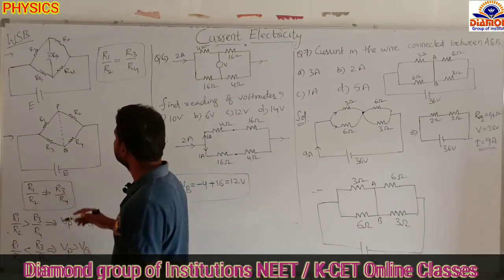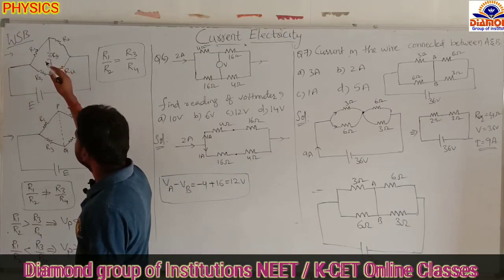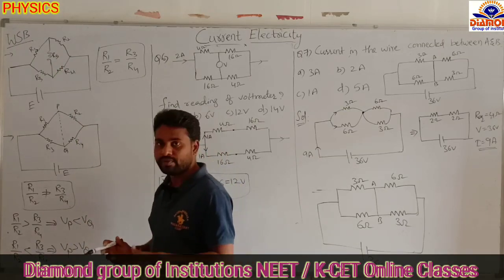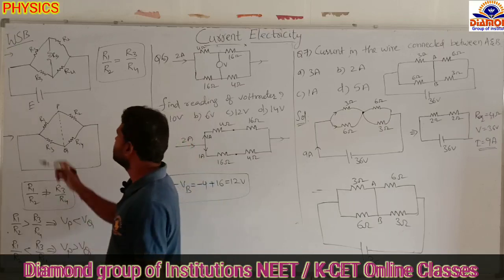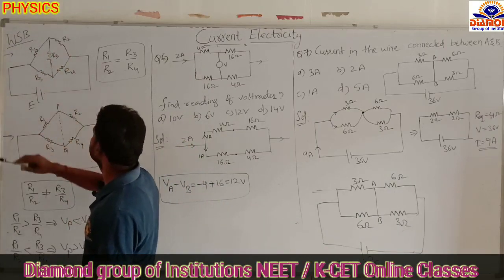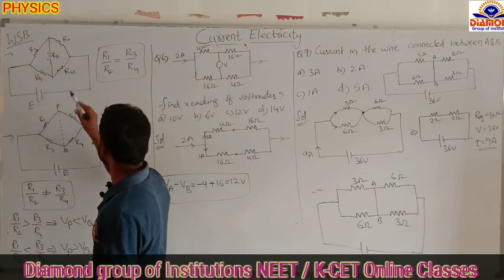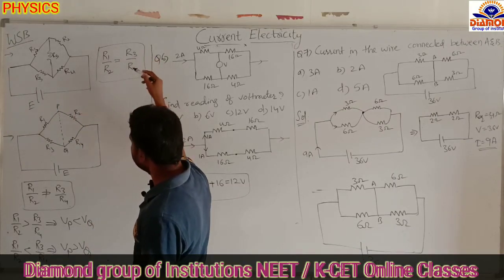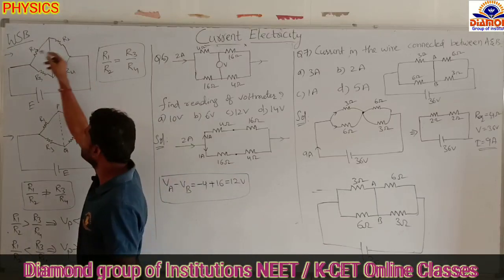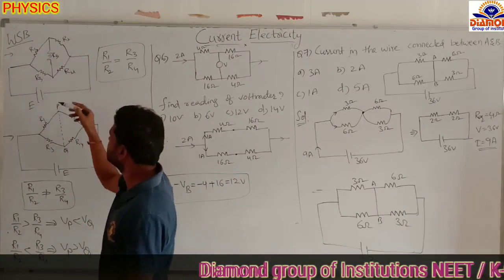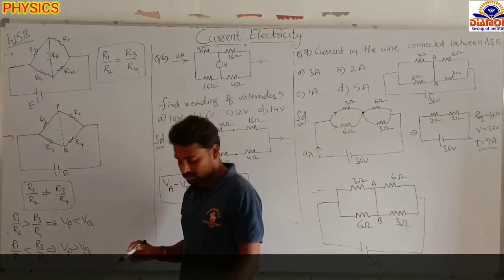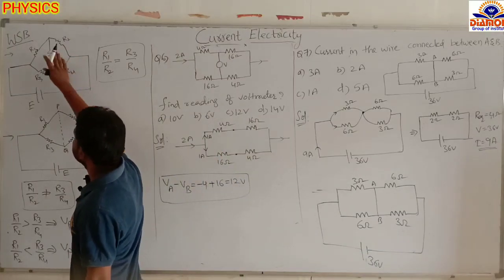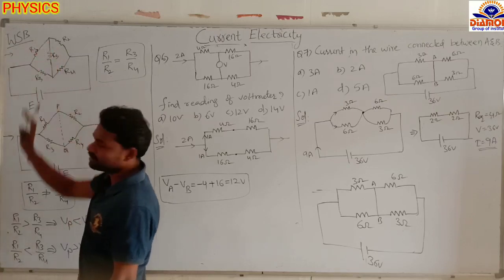Okay, see now. First we check whether this Wheatstone bridge is balanced or unbalanced. To check that, we have to find the ratio of the resistances: the ratio of R1 to R2 and the ratio of R3 to R4. So R1 by R2 equals R3 by R4. If the ratio of these two resistors is equal to the ratio of these two resistors, then the Wheatstone bridge is balanced. Then the current flowing through this resistor equals 0, and we can remove this branch.